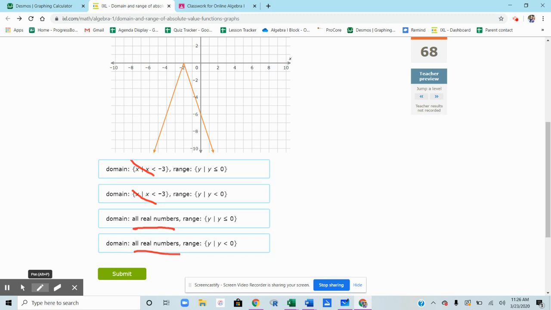So now we need to look at the range. And if we look, they're the same numbers. The difference is just the inequality signs again. We've talked about that. Can it be equal to 0? Well, yes, it can. Right there, there's a value at 0. So we should pick that third one.